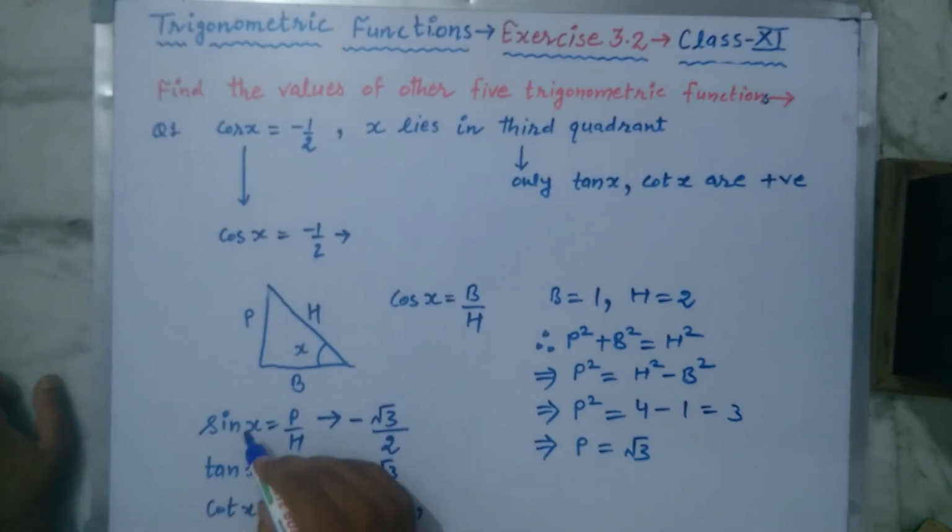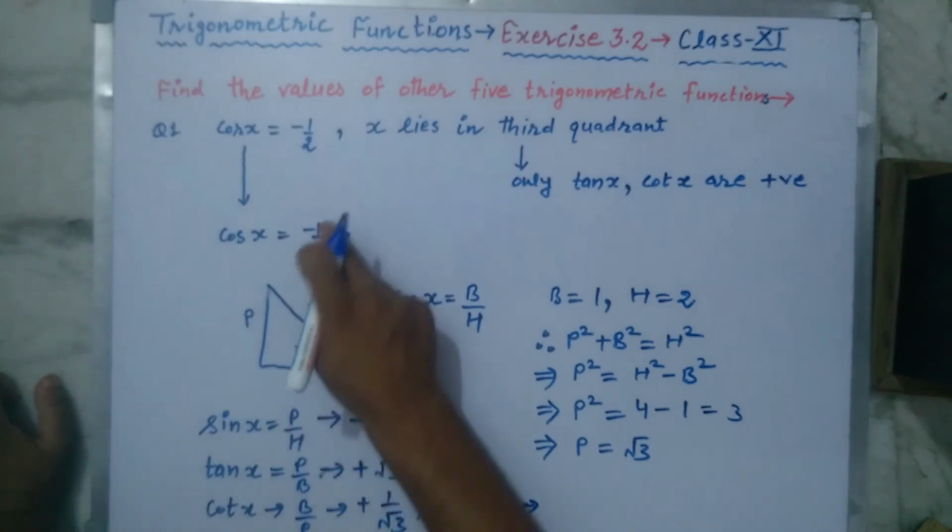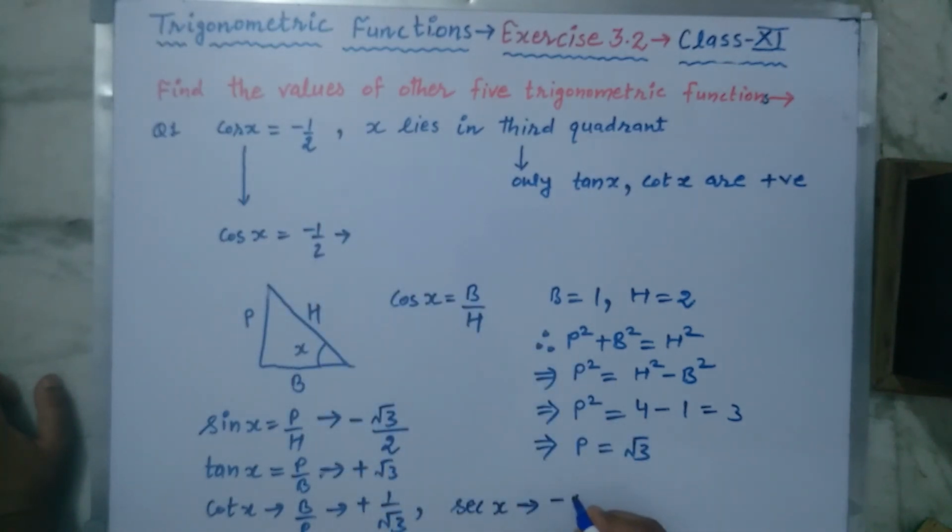Now what is secant x? Secant x is the reciprocal of cos x. So this answer will be minus 2 upon 1. Likewise, what is cosecant x? Cosecant x is the reciprocal of sin of x. So the answer will be minus 2 upon square root of 3.